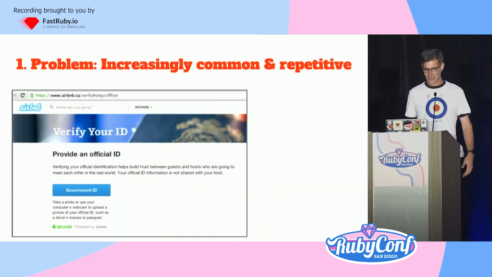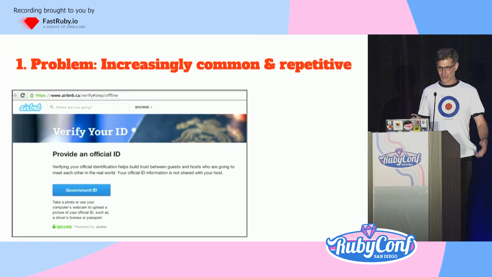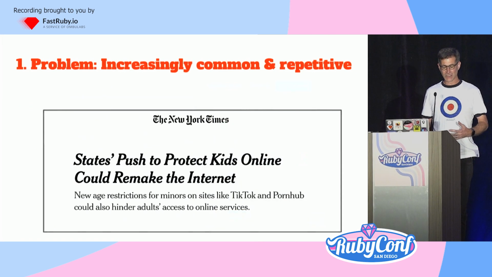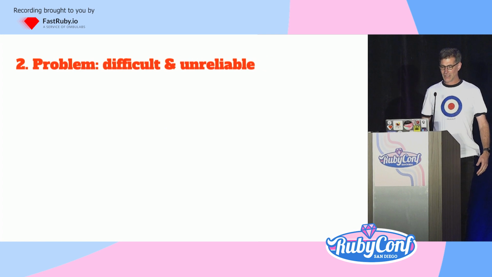So the first is the number of different kinds of sites that require identity verification is only growing. Sharing economy sites like Airbnb, legal contracts, employment services, online video games, social media, online gambling, healthcare, online dating, educational services, government services, and the list just keeps growing.